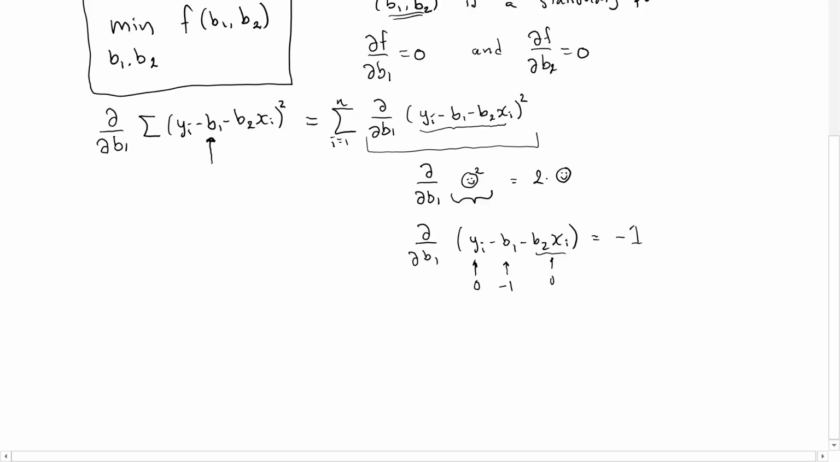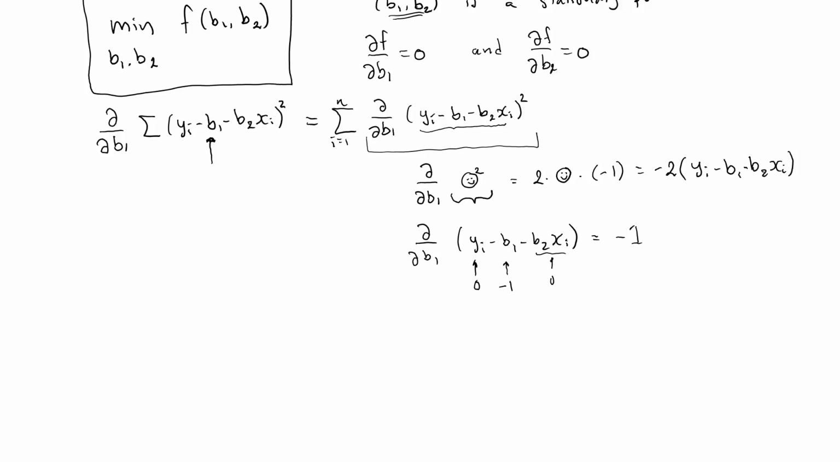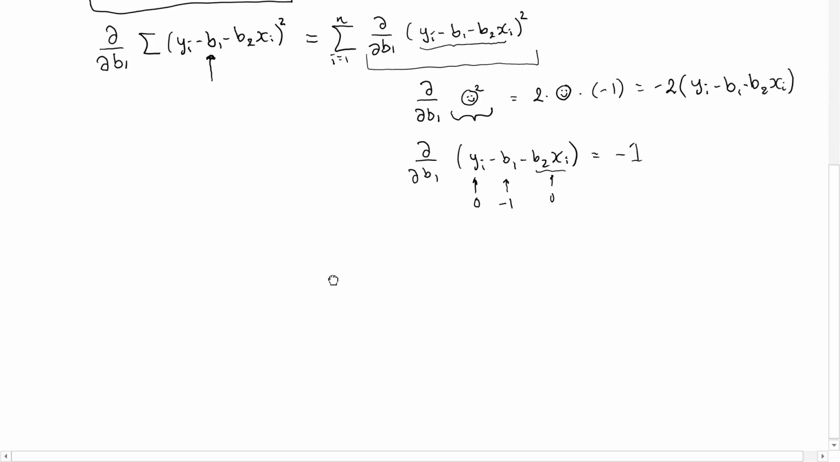And the rule for differentiating a composite function is derivative of the outer function times the inner derivative. So we'll add that there. 2 times minus 1 is minus 2, and then we can put the smiley face back. That's the inner function, b1 minus b2 xi. So we have found the first partial derivative.